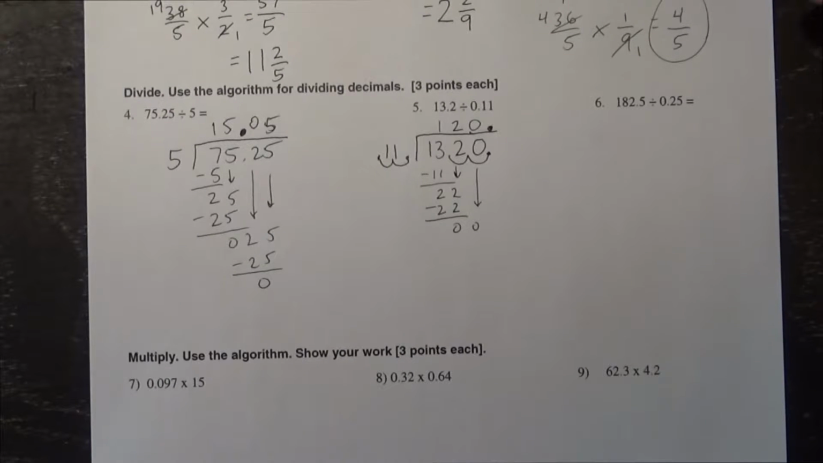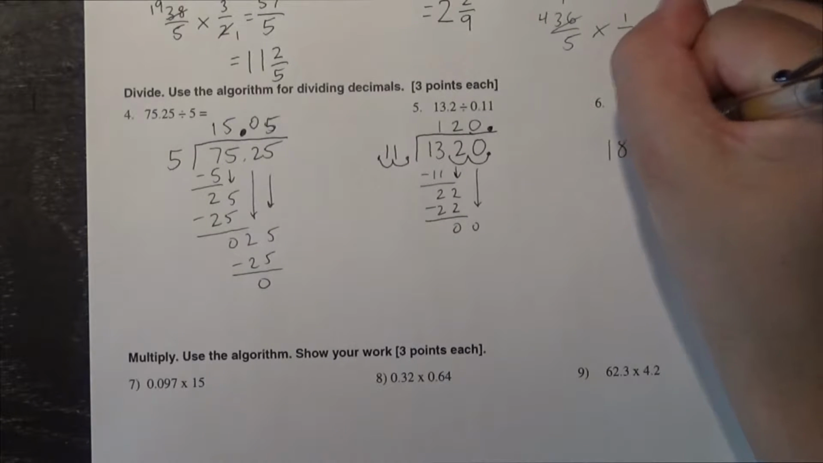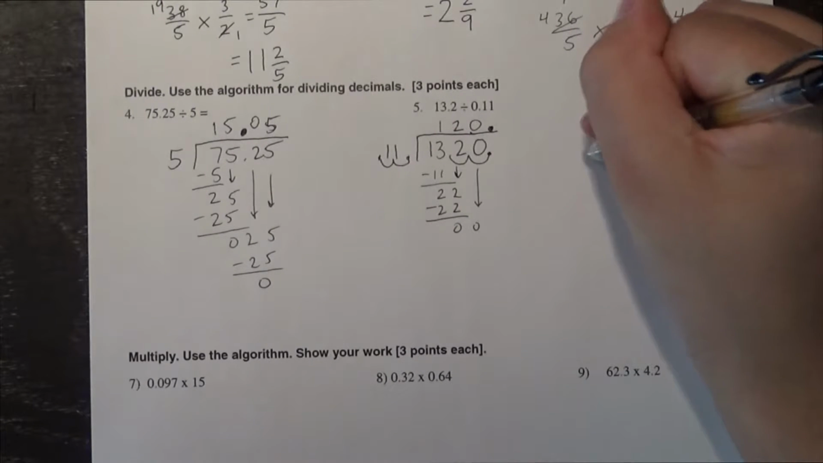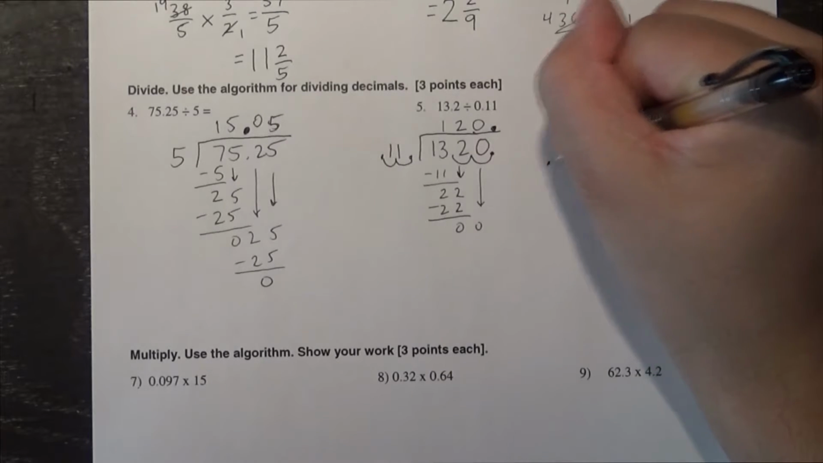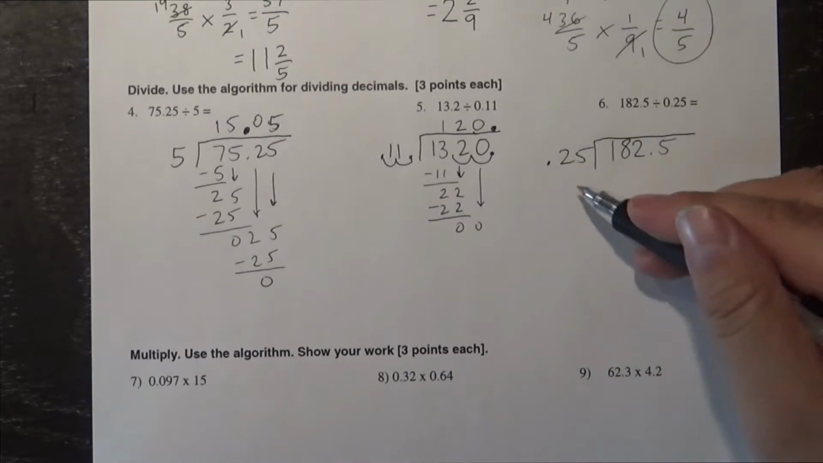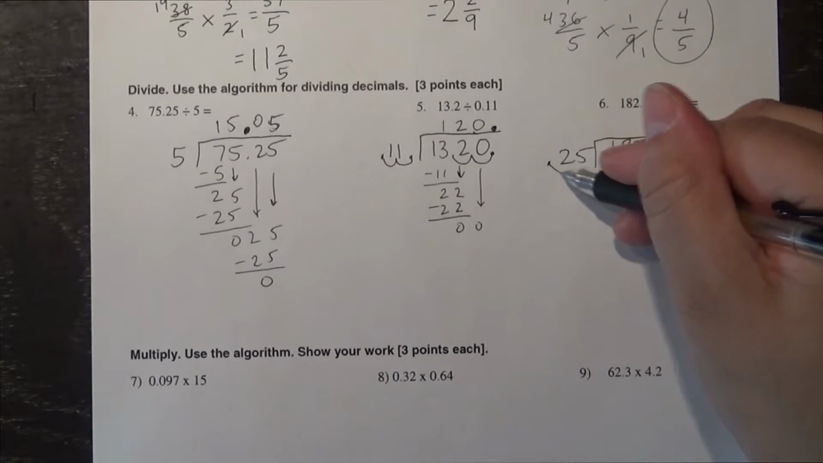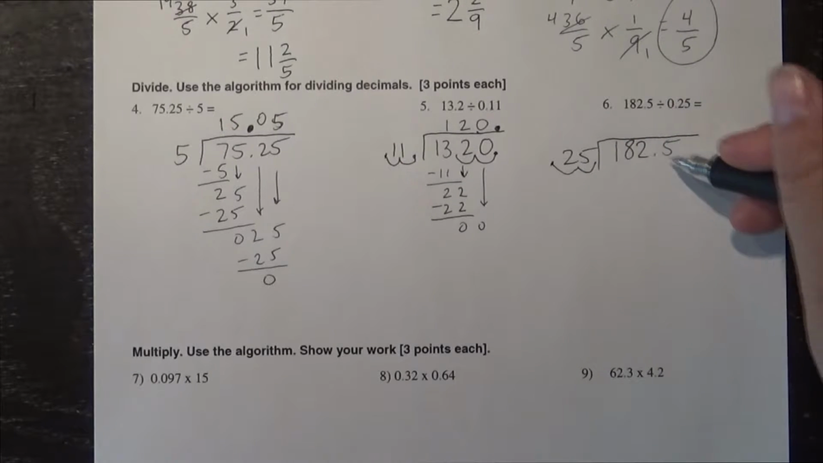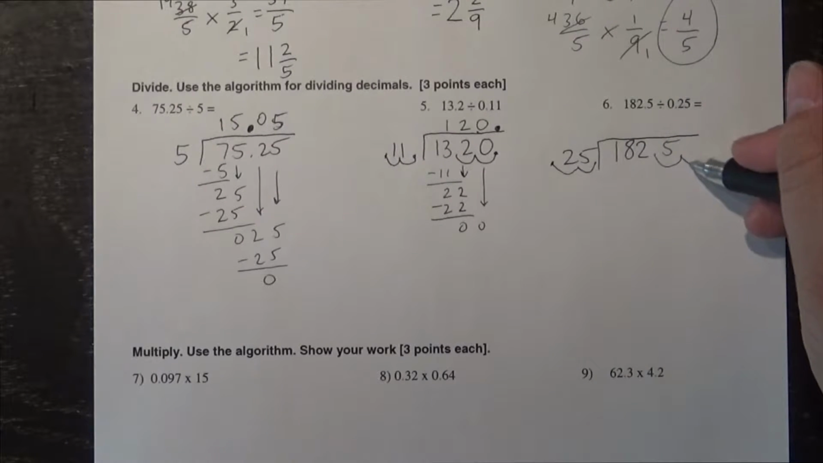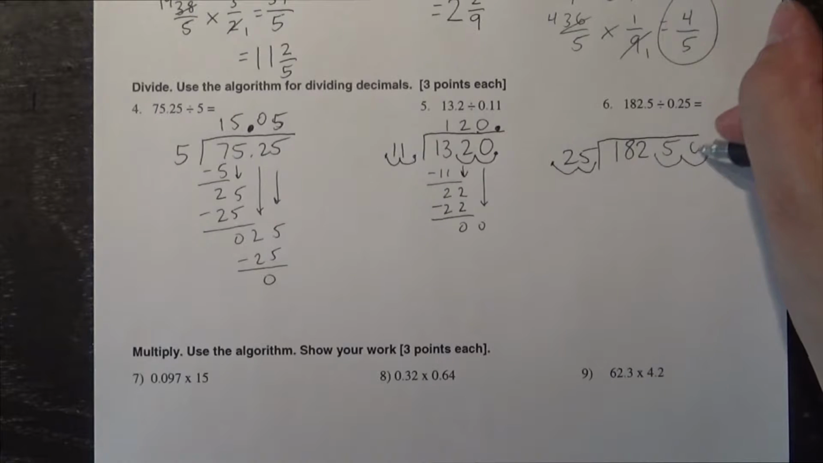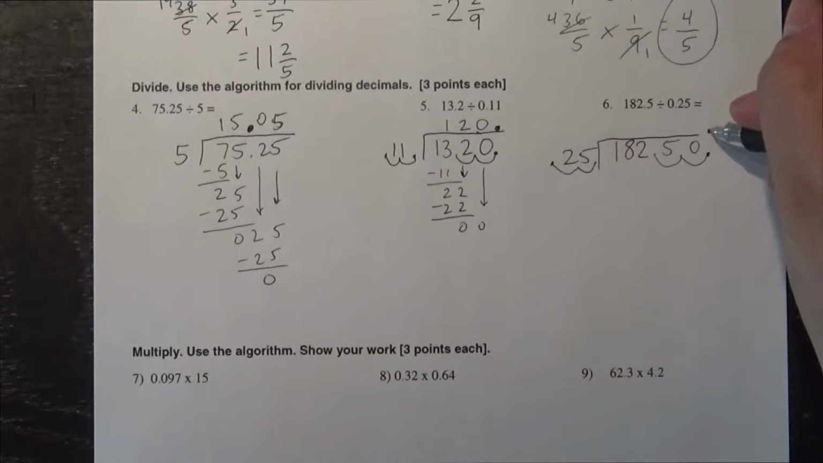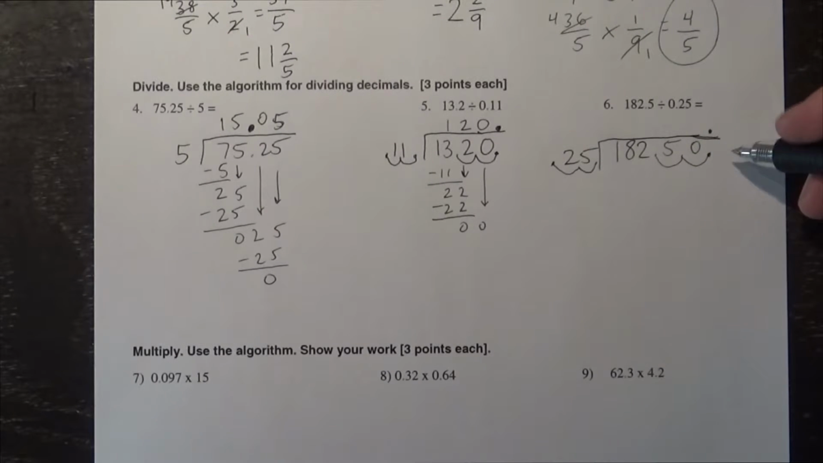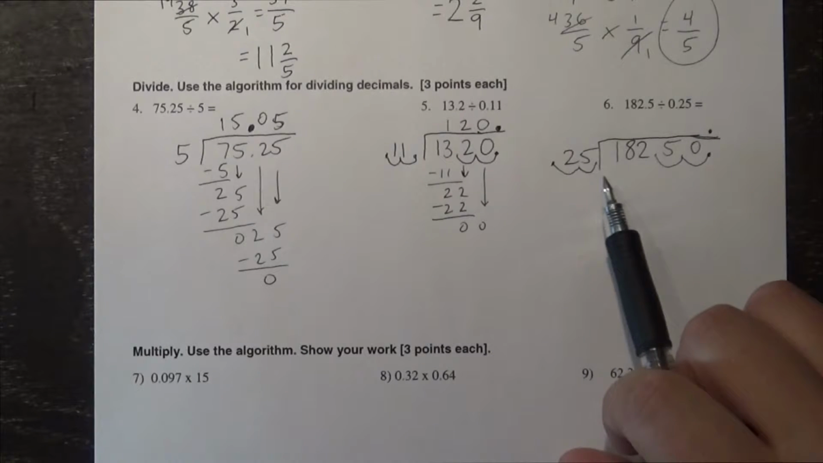Over here, now we're on number 6. I have 182 5/10 divided by 25/100ths. So let's set it up. 182 5/10 divided by 25/100ths. I have a decimal in my divisor that I need to move over 2 times. That means the decimal in my dividend moves over 2 times. I put a 0 there as my placeholder and then bring my decimal up into the quotient. Now it's just division time.